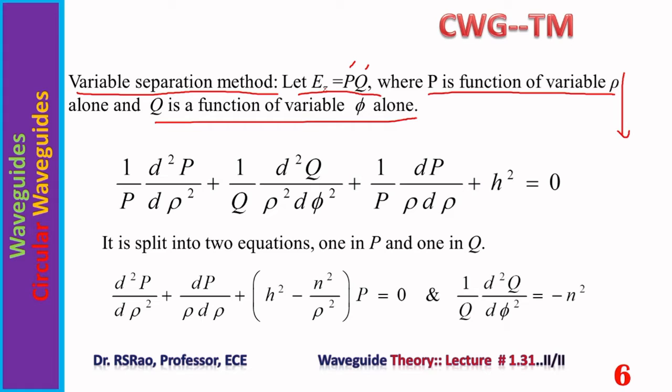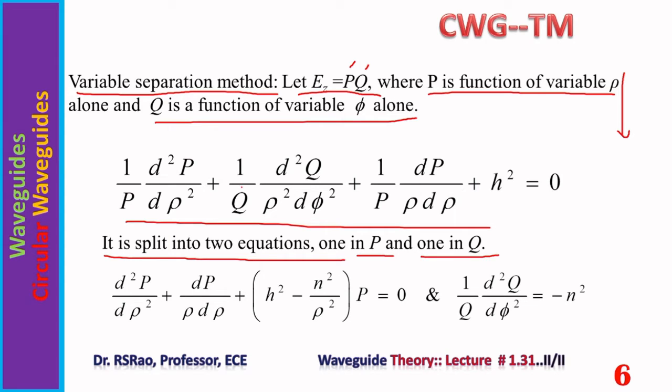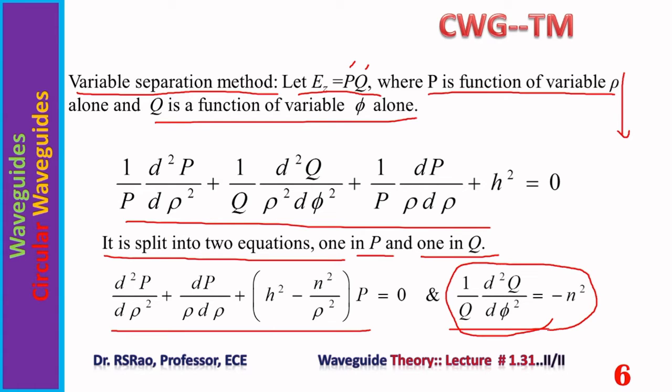Now substitute Ez equal to PQ, resulting in this equation. This equation is split into two equations, one in P and one in Q. So it involves P as well as Q. It is split into two equations, one in terms of P, one in terms of Q. Of course, the equation in Q is a standard equation. Solutions are readily available, but the other is highly complex. In fact, no closed form solution is available for the equation that is in P.